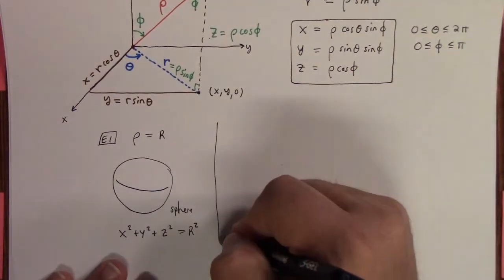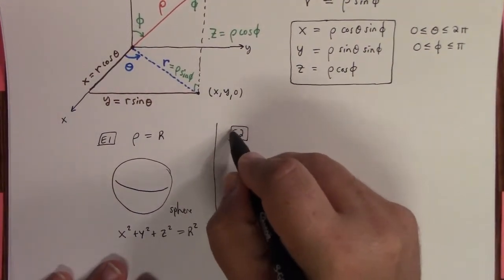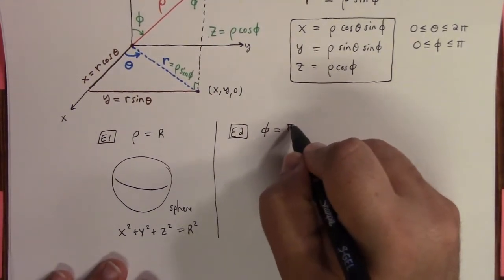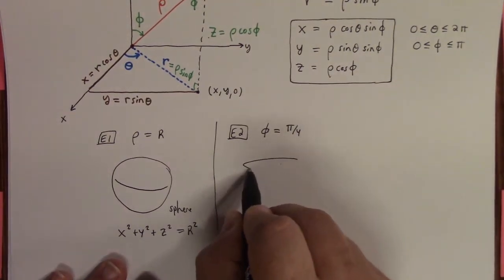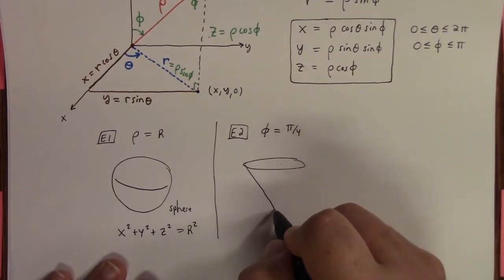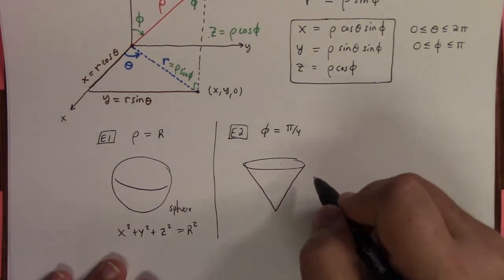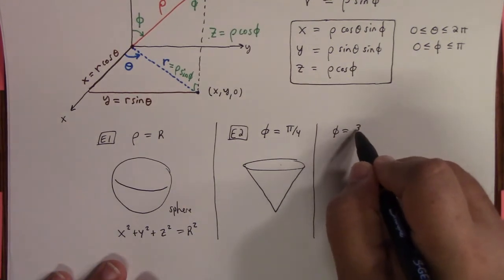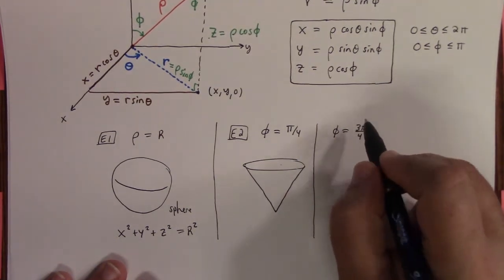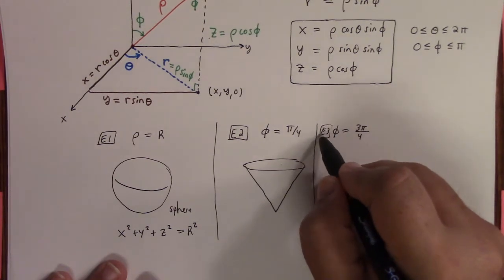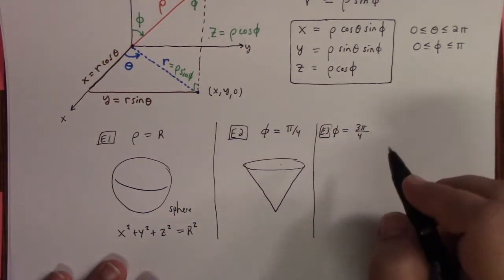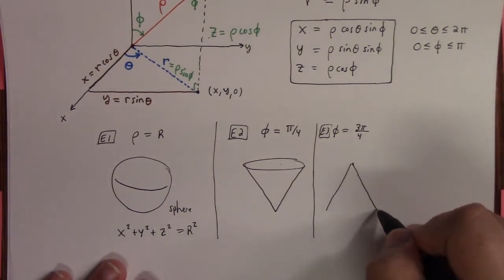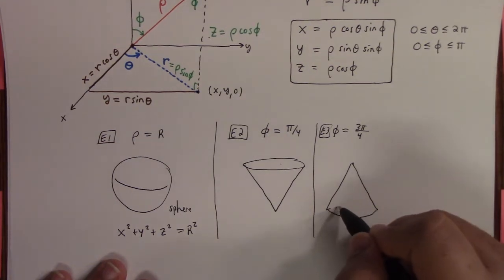Another example: if we have the polar angle fixed at a constant, say pi over 4, that actually gives me a cone. In contrast, if I had phi equal to 3 pi over 4, that would give me the same kind of cone, but down here below the xy plane.